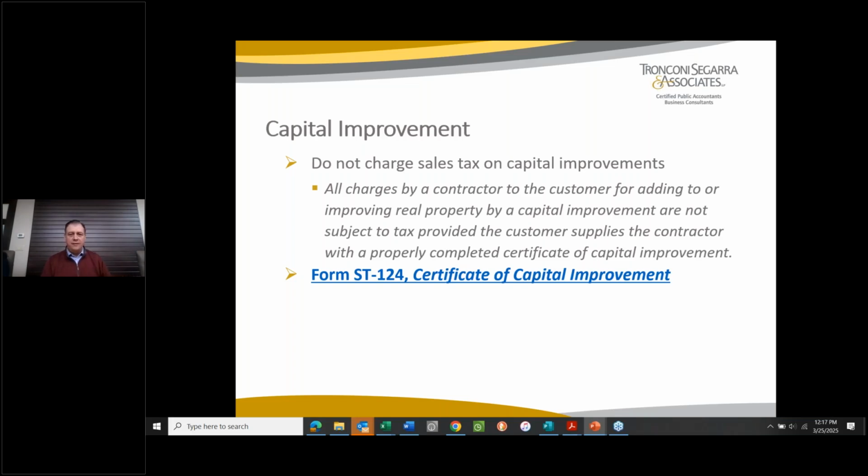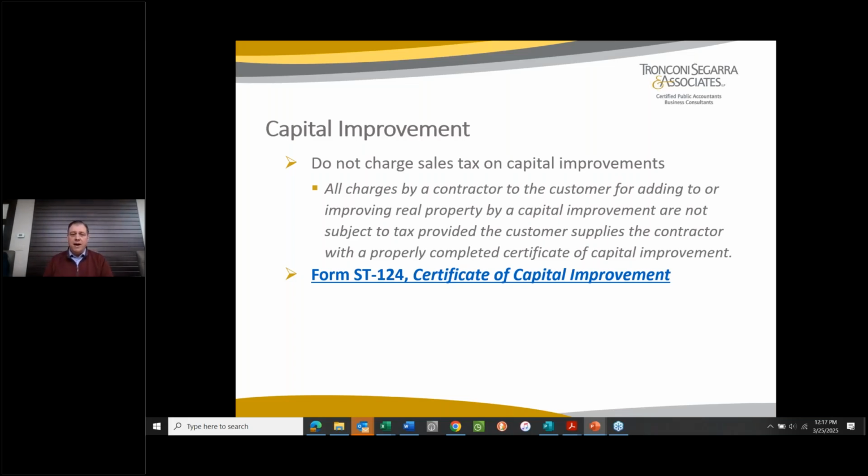It just identifies the contractor, the customer, brief description of the work that's being done, the location of the work being done, and then there's some certifications as to whether you're not the owner or the tenant and what you're actually purchasing. The customer signs it, and then the contractor themselves signs it.